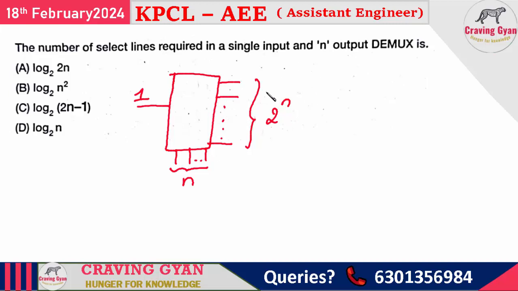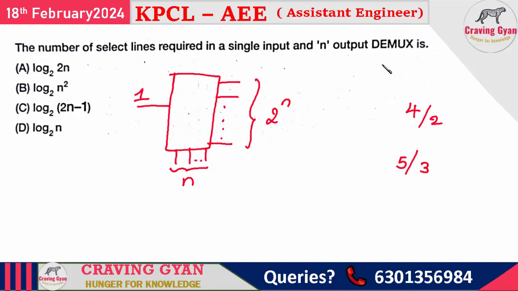But what they are telling is we are not having 2 power n outputs. Instead, we are having only n outputs. Assume that the value of n is 4. How many select lines are required? 2 select lines are more than enough. Right? Now, again, say suppose the output should be 5. Then the select line should be 3. Like this, if you are solving, the question seems to be improper.